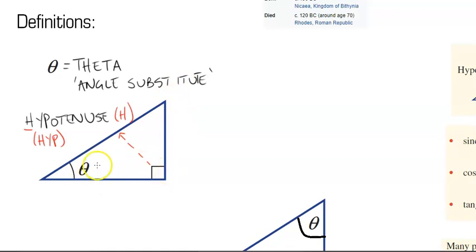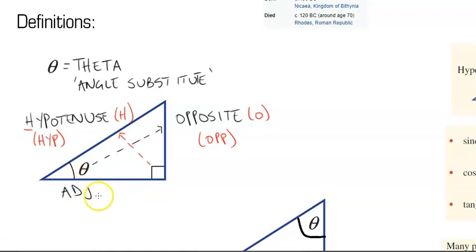Now, the angle here, which is theta, the names of the other lines depend on where this theta or angle of interest is sitting. If the angle is here, then the line directly opposite this angle is called the opposite. O for shorthand notation, or OPP. Meaning that the last line here is called the adjacent, and adjacent simply means next to. So this is the adjacent.